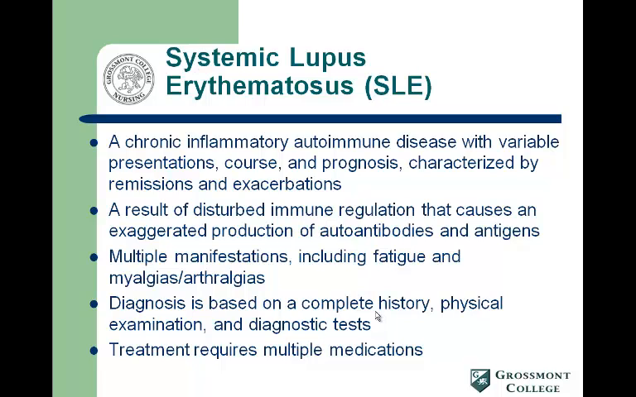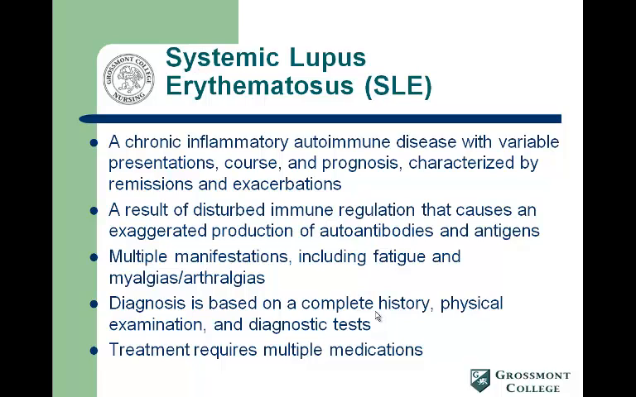Then next is lupus, and we're just going to touch very briefly on this. Lupus is another inflammatory autoimmune disease. It has a variable presentation, so it can look very different from person to person. They also have remissions and exacerbations. What's the big cardinal sign of lupus that we can identify on someone's face? If you don't know, make sure that you read the chapter about it.